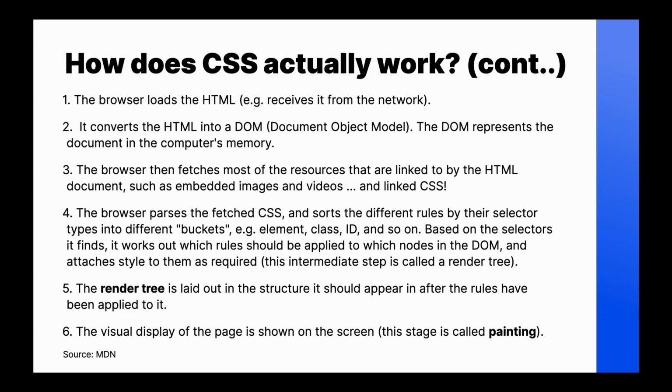The render tree, as it's called in that intermediate step, is laid out in the structure it should appear after the rules have been applied to it. So finally, the visual display of the page is shown on the screen. It's called painting. So you might hear this term paint, or the time it takes to paint, passed around on the web. It's just kind of a performance thing. So you can use as much CSS as you want on a page, but the more you use, the longer that paint effect takes. So you've got to keep that in mind as you're creating a website.